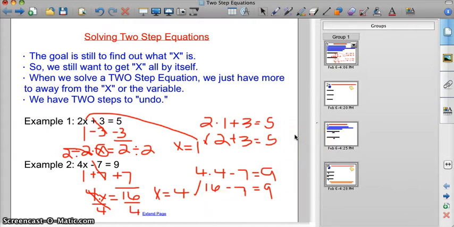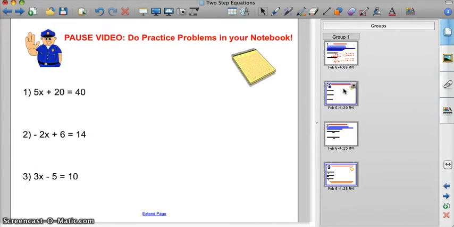I will now go on to slide 2, where you will have some practice problems to solve. Now you should pause the video and do these 3 practice problems in your notebook, numbers 1, 2, and 3.